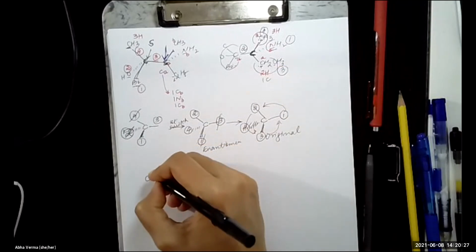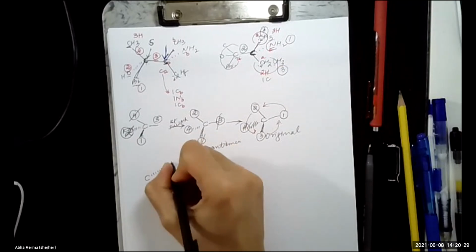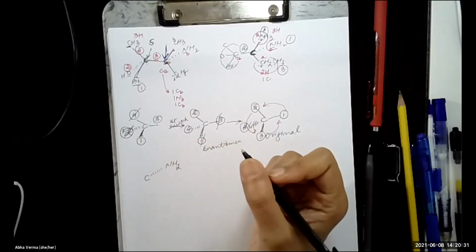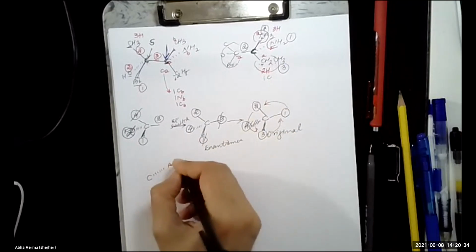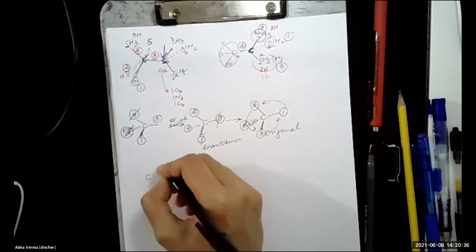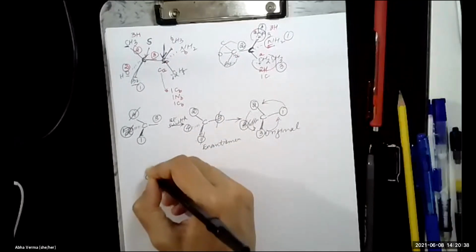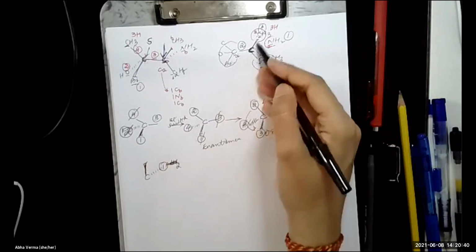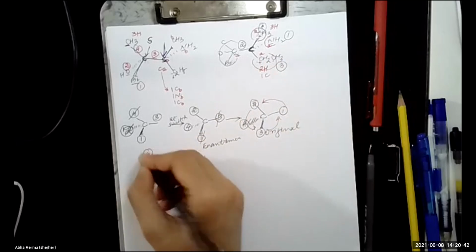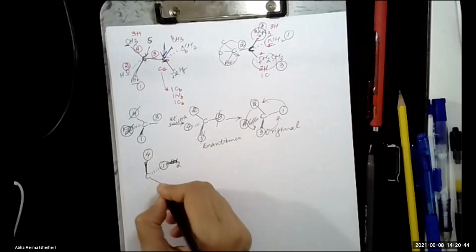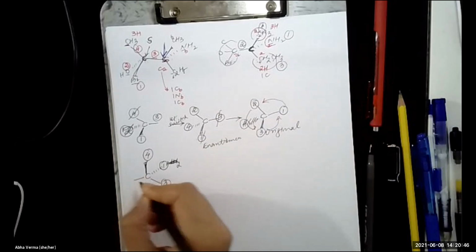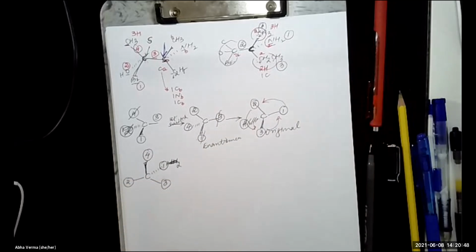NH2, I don't have to write my NH2. I just write my number 1. And then on this wedge, I have number 4. On this planar bond, I have 3. On this planar bond, I have 2.